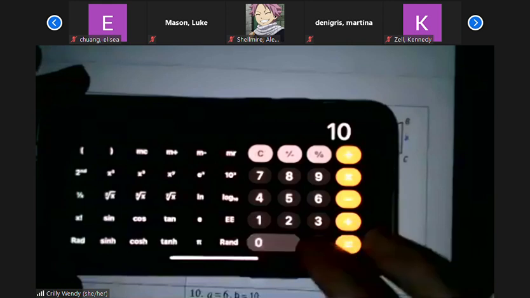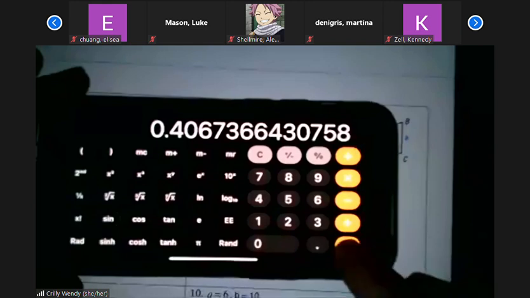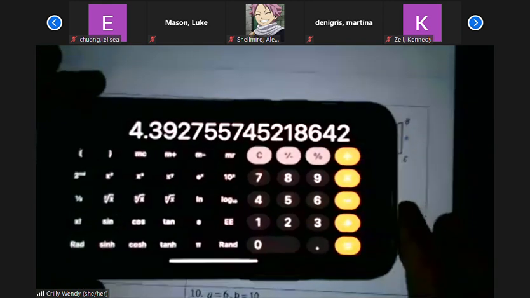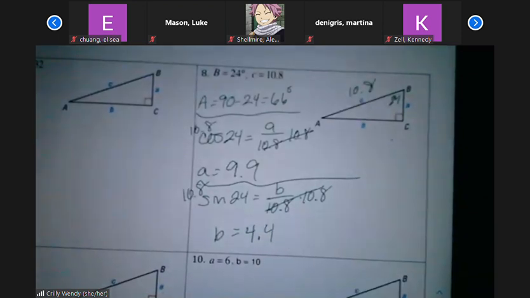So 10.8 times 24 sine equals 4.4. And remember again, I'm focusing on the SOHCAHTOA since that's the new part. Once you got the 9.9, if you did Pythagorean theorem to get side B, that would be fine. Once you have two sides, if you use SOHCAHTOA, that's great. If you use Pythagorean theorem, that's great. Any of the methods.